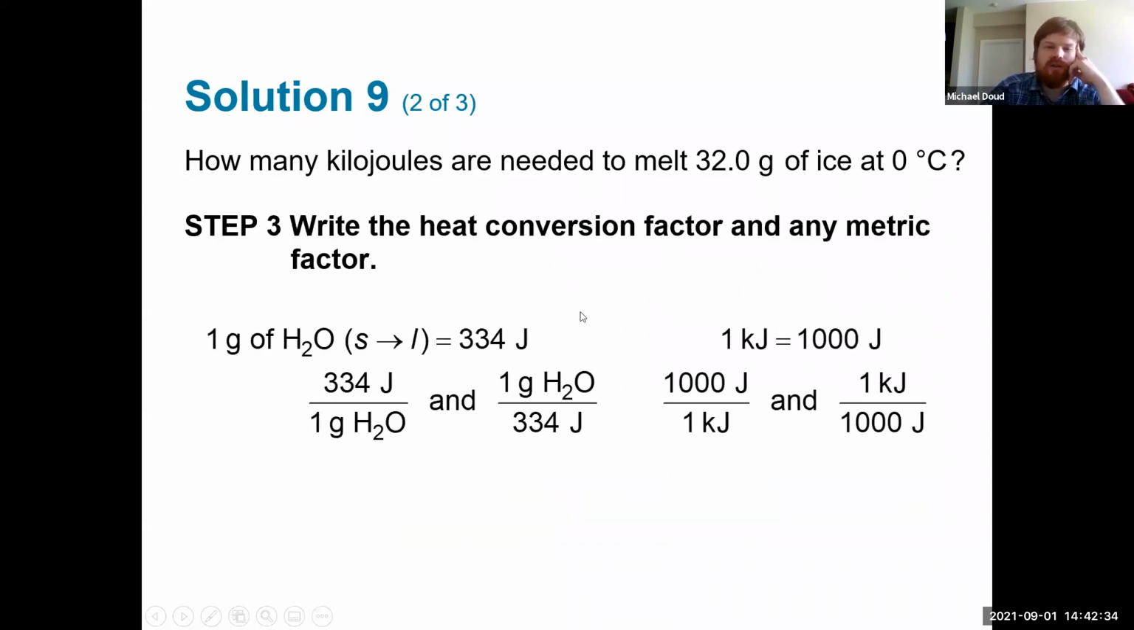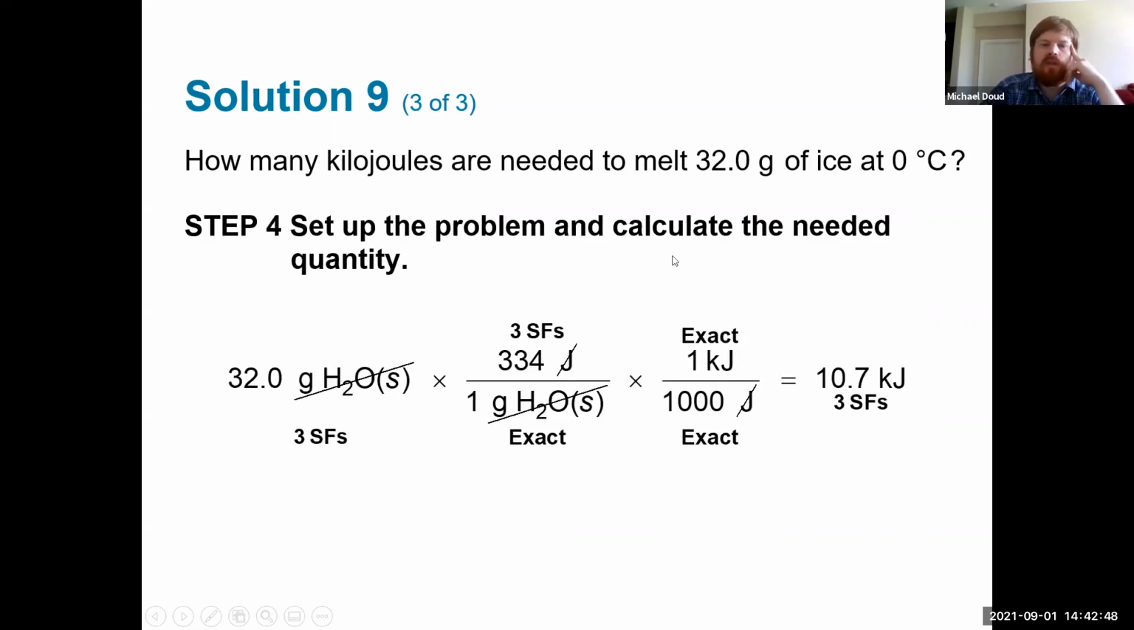Well, our heat of fusion is given to us. It's 334 joules per 1 gram of water, and this is when we're going from solid to liquid phase. And likewise, our conversion factor, we know that 1 kilojoule is 1,000 joules. So what we're going to do here is basically we have the heat is going to equal the mass times the heat of fusion.